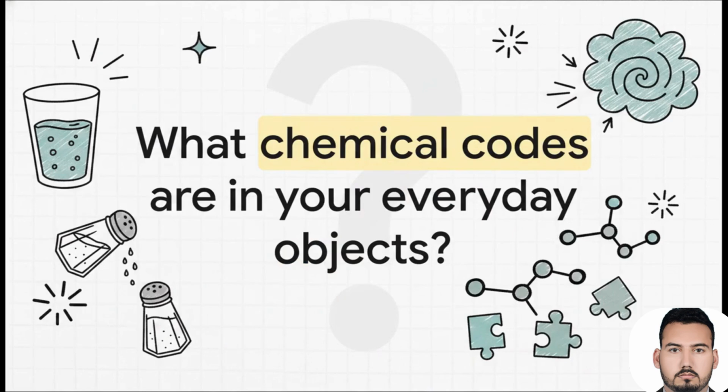So I want to leave you with a bit of a challenge. Take a second and just look around the room you're in right now. Every single object you see, the water in your glass, the salt in your kitchen, literally the air you're breathing out, it is all built from these bonded elements. So what secret chemical codes and formulas are just waiting to be cracked in your everyday life? Now that you know the language of elements, compounds, and subscripts, you hold the key to decode the entire world around you. Keep looking, keep learning, and as always, stay curious.